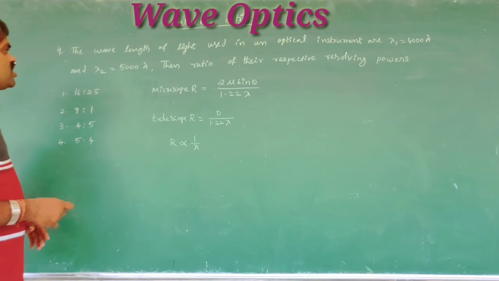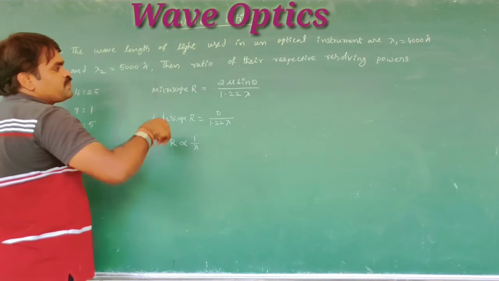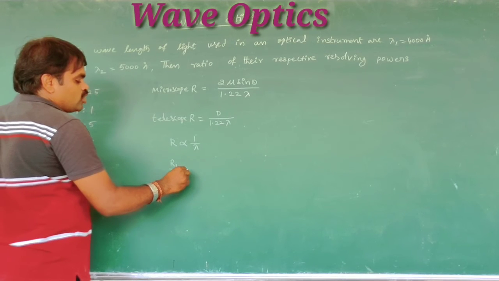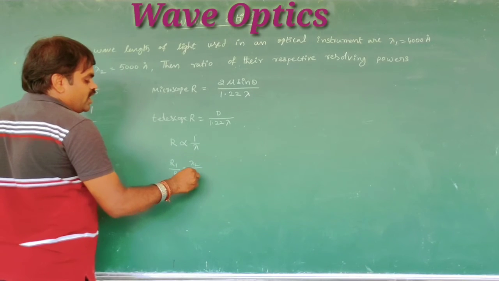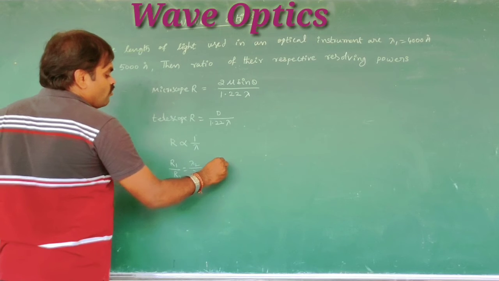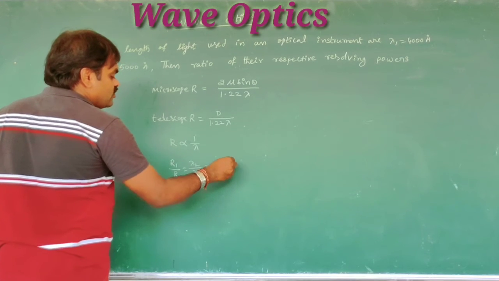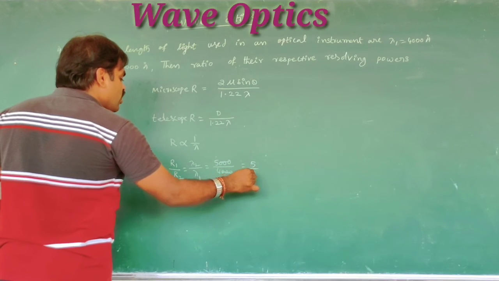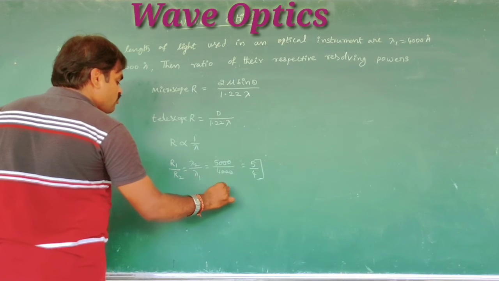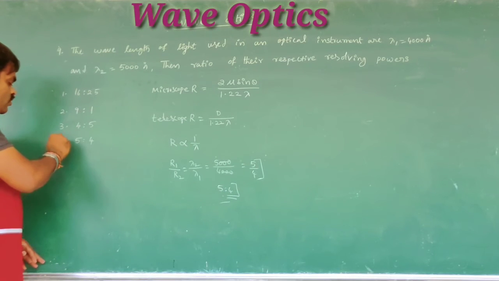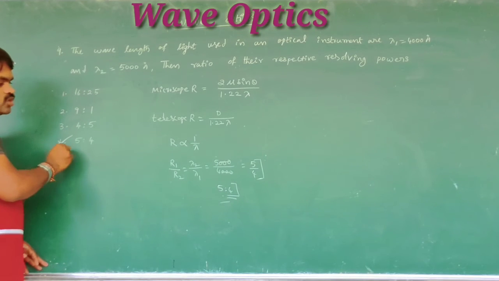Then the ratio of their respective resolving powers, R1 by R2, is equal to lambda 2 by lambda 1. That is 5000 by 4000, angstroms cancel. Then the answer is 5 by 4, that is 5:4. Now the fourth option is the correct answer.